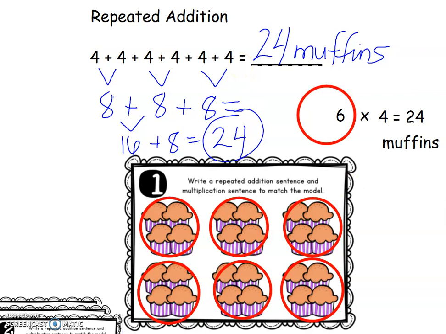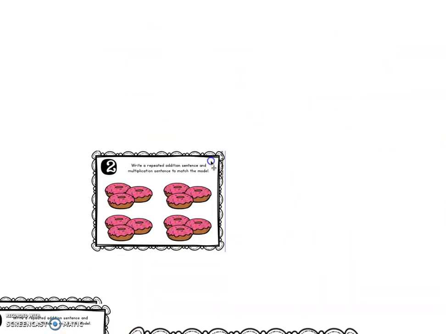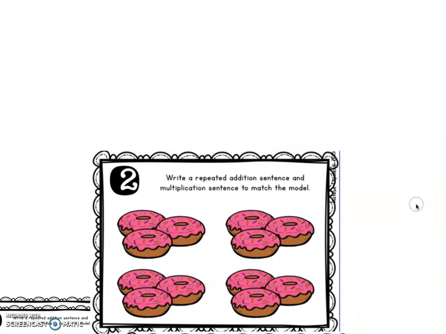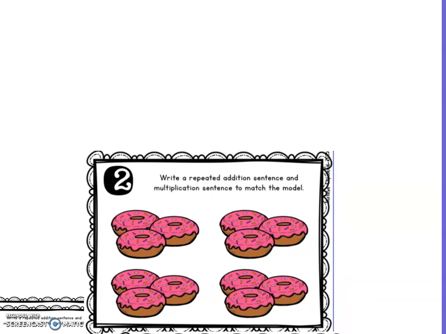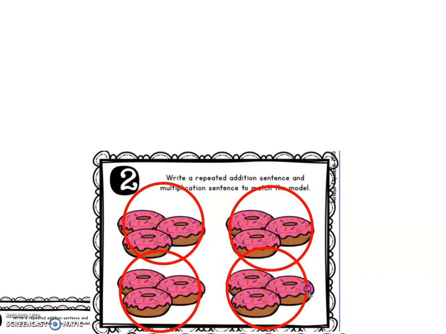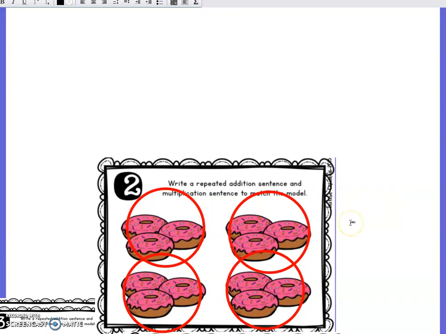Okay? All right, so I'm going to go ahead and clear that, and we're going to do another one. All right, so this time I have donuts. Yum. Okay, so I'm going to write a repeated addition sentence and multiplication sentence that matches this model. So let's go ahead and make our groups of donuts, okay, just like we did before. So I have a group here, I have a group here, let me move these up a little bit, and I have a group down here, and I have a group down here. So I have 1, 2, 3, 4 groups of how many donuts in each group. 1, 2, 3.